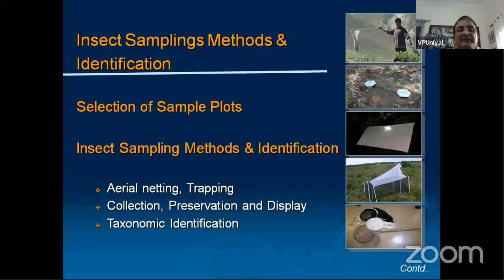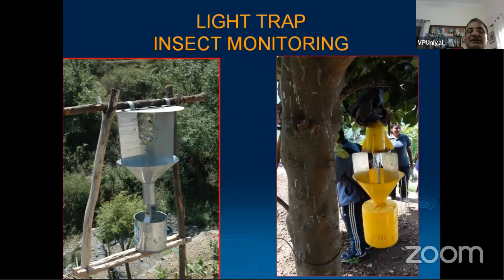Different kinds of light traps. You put the light traps outside your house, outside your kitchen garden, in the forest area, or your university campus, and you can collect those insects and identify them. It is the simplest mechanism for collection of insects.